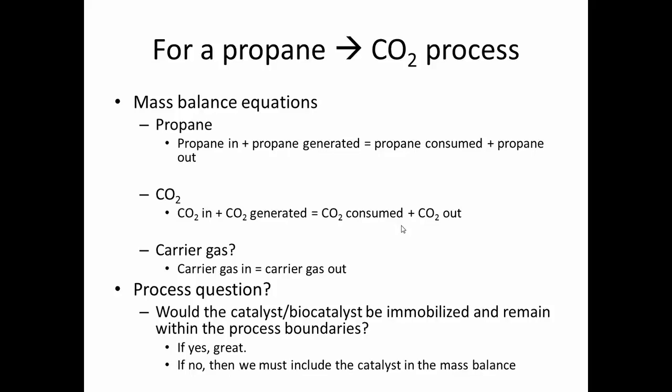So thus our mass balances would look a little bit different than they're written here. Propane would look like this: propane in equals propane consumed in order to get carbon dioxide, plus propane out. And for carbon dioxide, since there's no carbon dioxide in or carbon dioxide consumed, carbon dioxide generated is going to be equal to carbon dioxide out. And those can be our mass balance equations for all the components.